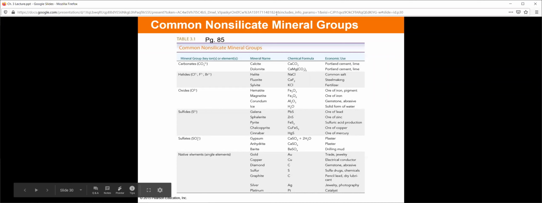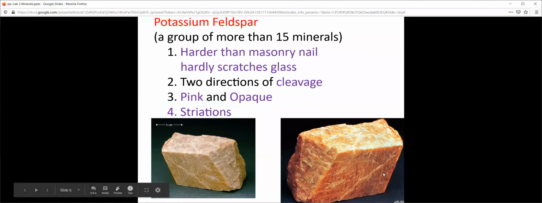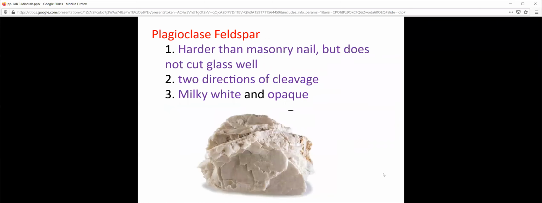Let me go back to that slideshow. There we go. We talked about potassium and feldspars. Plagioclase and potassium feldspar are both very, very common. Kind of hard to tell the difference between them sometimes. Potassium feldspars tend to be pink, but not always. Easily scratched. Plagioclase feldspar tends to be white, a bit harder usually.